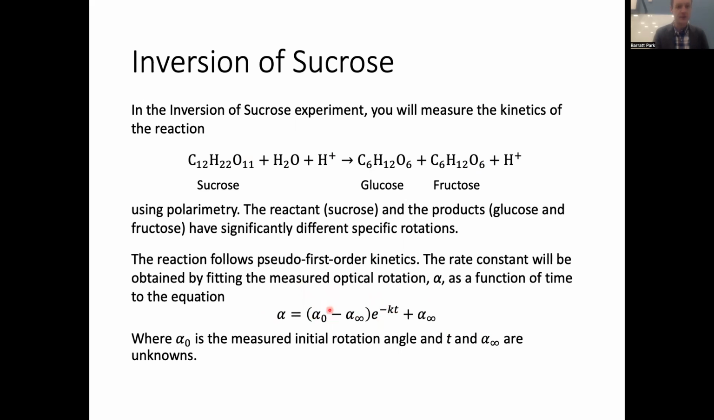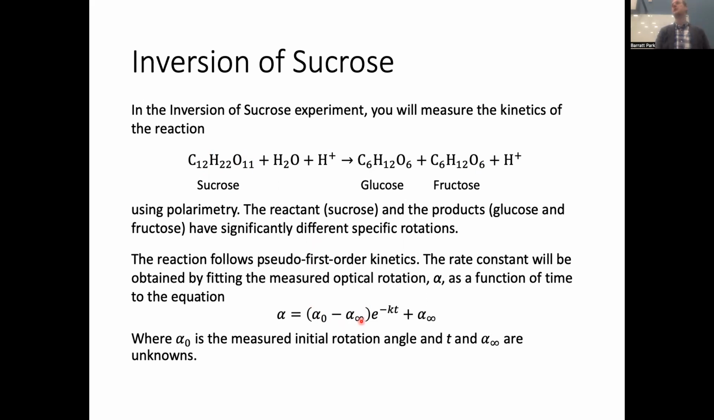And then these two parameters, alpha naught and alpha infinity, are the initial rotation angle, right, at t equals 0. And alpha infinity is the rotation angle that you would arrive at if you ran the reaction all the way to completion, right? So at infinite time, this would be the rotation angle of the products that are left over. But actually, this reaction is very slow, and you're not going to have time in lab to follow it all the way to completion. And so you're going to be able to measure alpha naught, which is the initial rotation angle. This is just due to the sucrose. But you're not going to be able to measure alpha infinity.